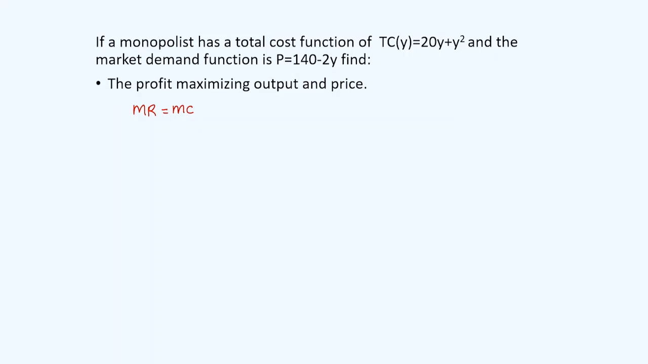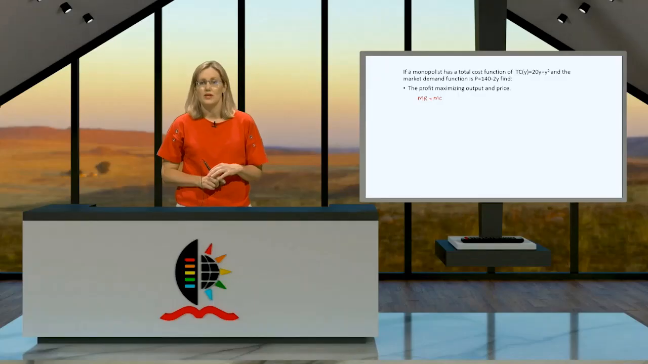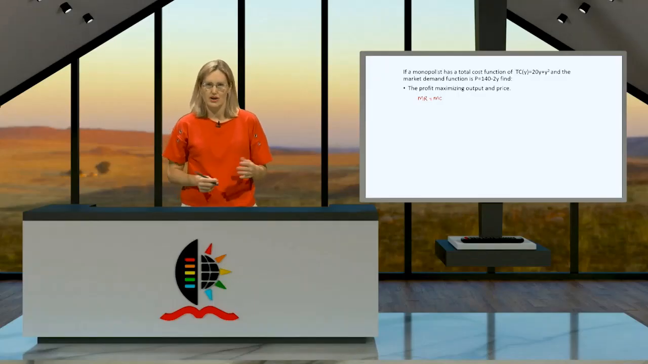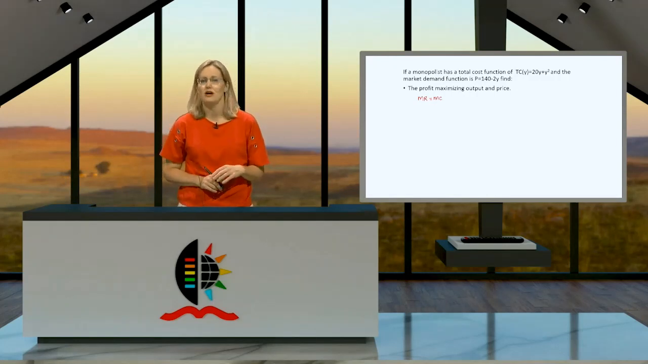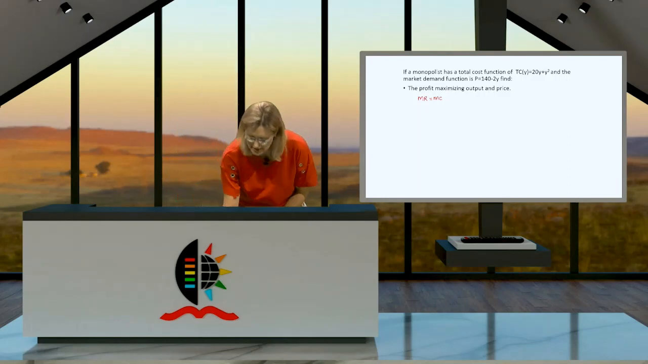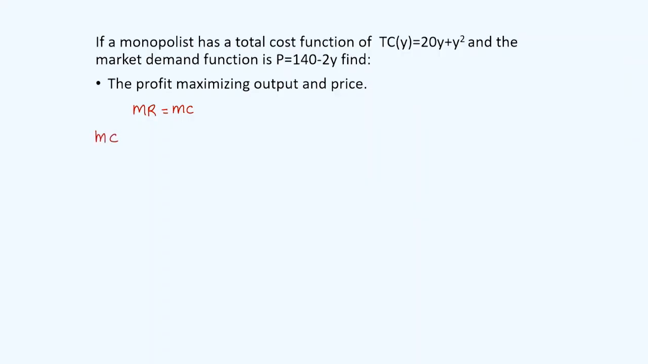We want to identify the level of output where marginal revenue equals marginal cost. So if we start with marginal cost, we have our total cost function, and we can use that to derive our marginal cost function. If we differentiate total cost with respect to y, that is going to give us our marginal cost. So let's do that quickly. Okay, we're going to differentiate total cost with respect to output. And using the power function rule, we will get 20 plus 2y.